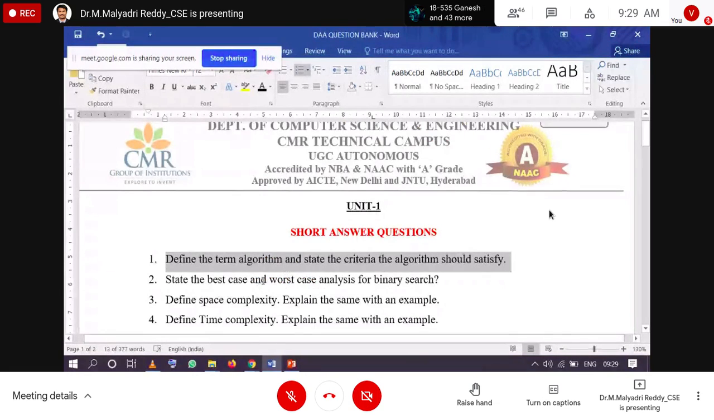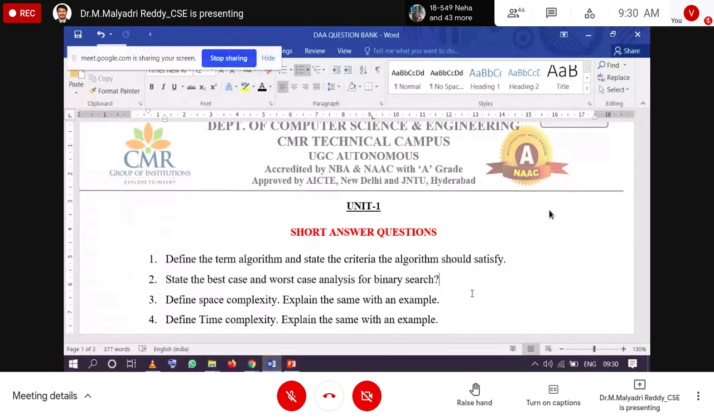Second question, state the best case and worst case analysis of binary search. Best case and worst case are nothing but the order of growth of an algorithm. It has total three cases: best case, worst case, and average case. In the best case, it requires a very minimum number of steps to complete the task.